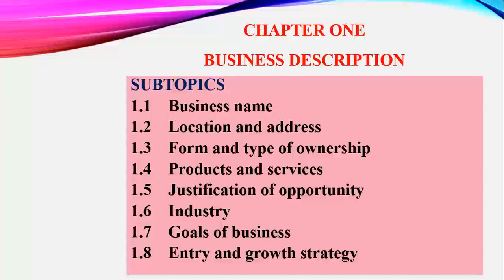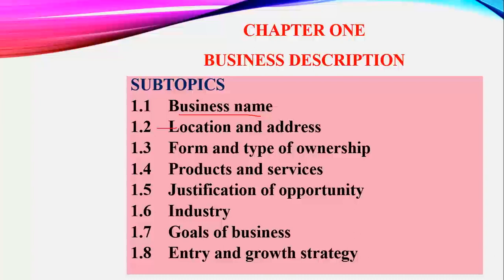Now, subtopic 1 is the business name. Business name, of course, how are you going to call your business? 1.2 is the location and address. If you realize these are two different items, and this is where you need to come up with other subtopics under subtopic 2. I don't know that you're getting this.